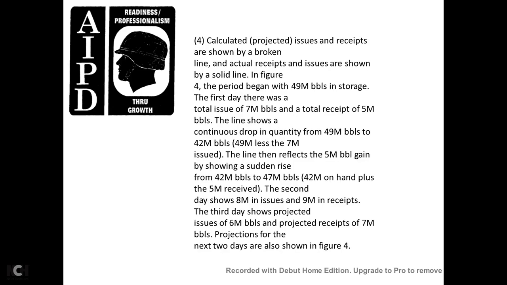Calculated issue and receipt is shown with the broken line, and the actual receipt and issue is shown with the solid line. The period began with 49,000 barrels in storage on the first day, with a total issue of 7,000 barrels and a total receipt of 5,000 barrels. The line shows a constant drop in the quantity from 49,000 barrels to 42,000 barrels, less 7,000 barrels issued.